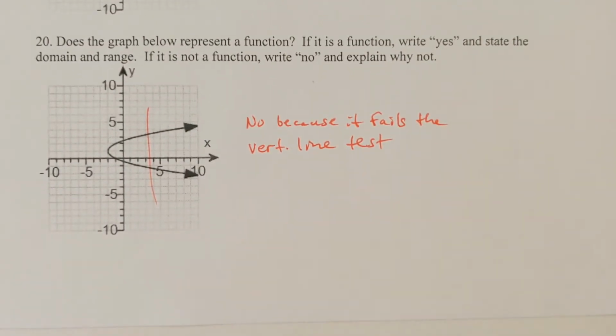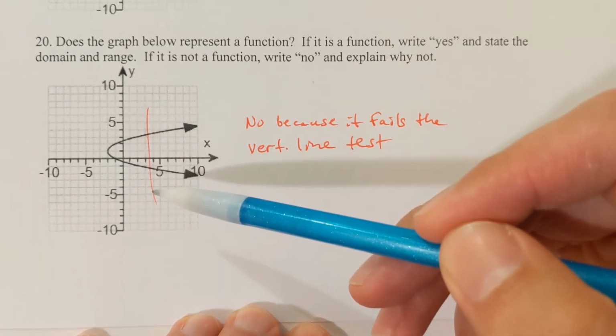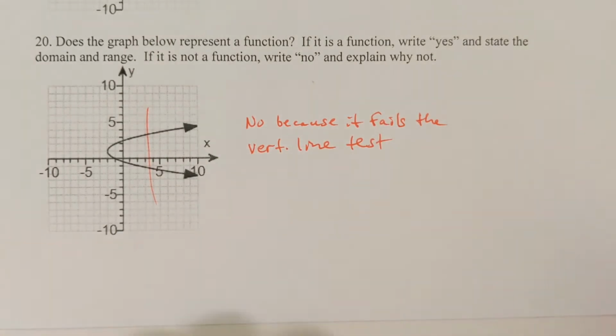So problem 20, does the graph below represent a function? If it is a function, write yes and state the domain and range. If it is not a function, write no and explain why not. No, this is not going to be a function since it fails the vertical line test. Okay.